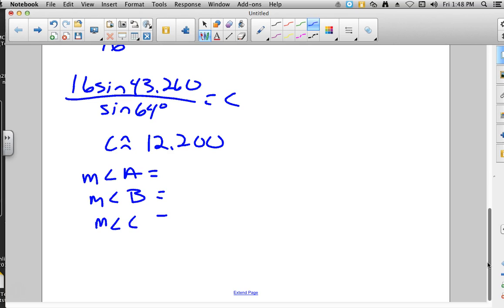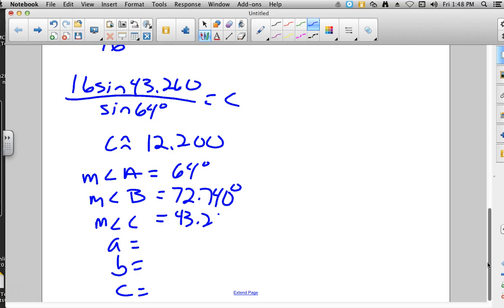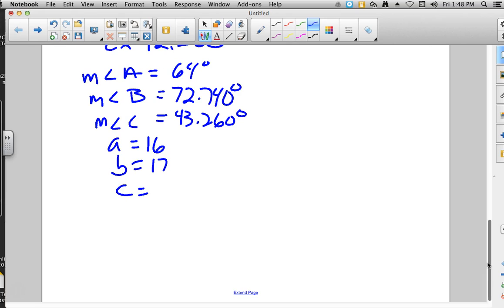And then, like I had mentioned in class, and yeah, I know it's a little extra conservative of me, but I always just stop at the end and take stock of the fact that, hey, did I solve this triangle? Do I have everything I need? And they gave us that the measure of angle A was 64. We found the measure of angle B. We found the measure of angle C. And little a, that one was given to us, that was 16. Little b was also given to us, that was 17. And then we went ahead and found that side length for c.